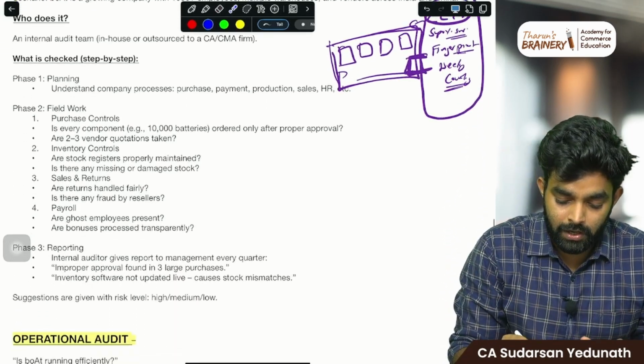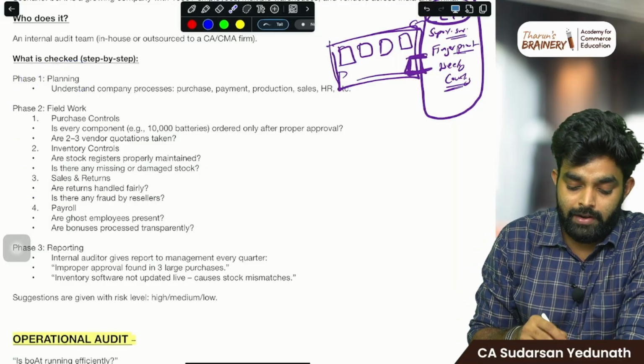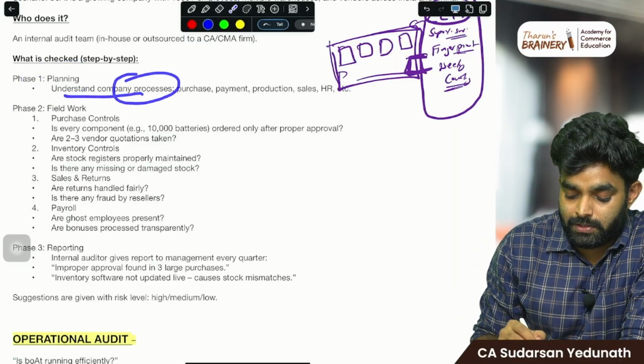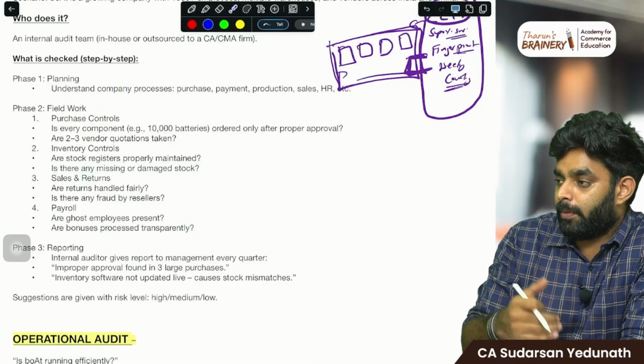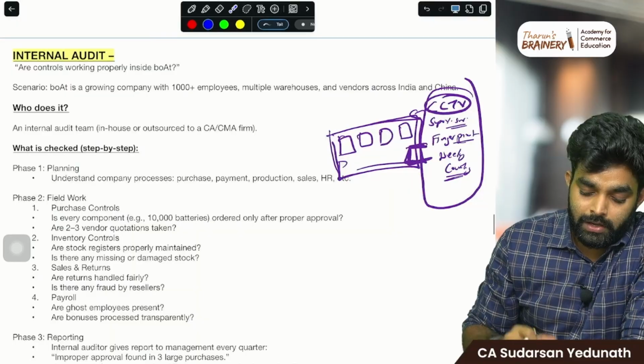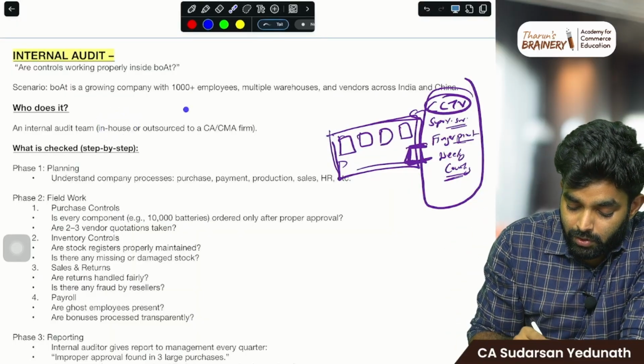So what will an internal auditor do? In the first phase of his auditing, he will plan. He will understand the company's processes, how purchase, payment, production, sales, everything is happening. The moment he joins the company and starts the internal audit, he can be inside the company or outsourced. He can be in-house or outsourced.